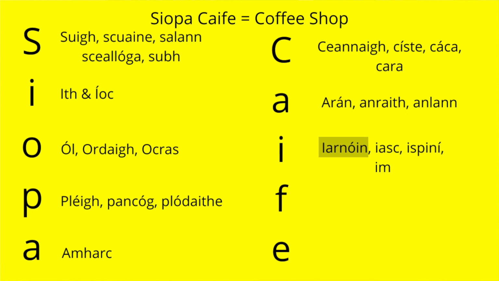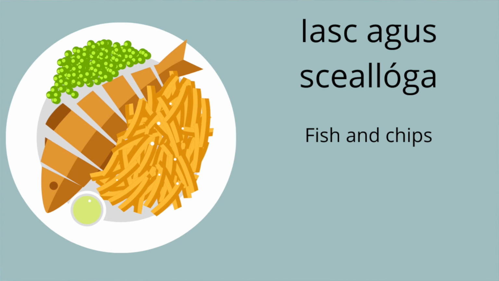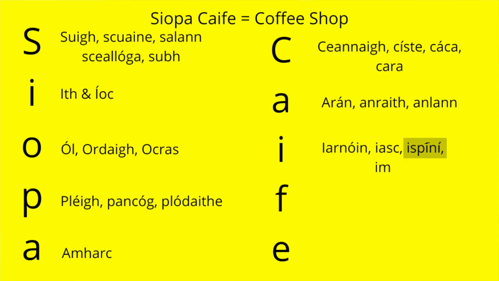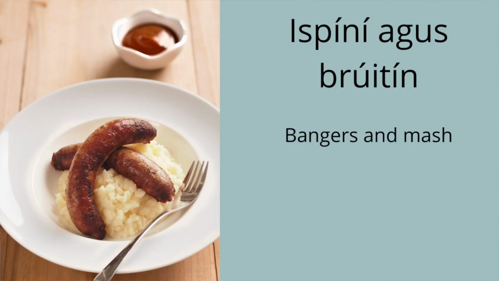The letter I is next. Earnón, for example, means afternoon. So you could be meeting somebody in the coffee shop in the afternoon. Iasc is fish. Iasc agus scalóga, fish and chips. And ispini means sausages. Ispini agus brútín. Sausages and mash, or bangers and mash.